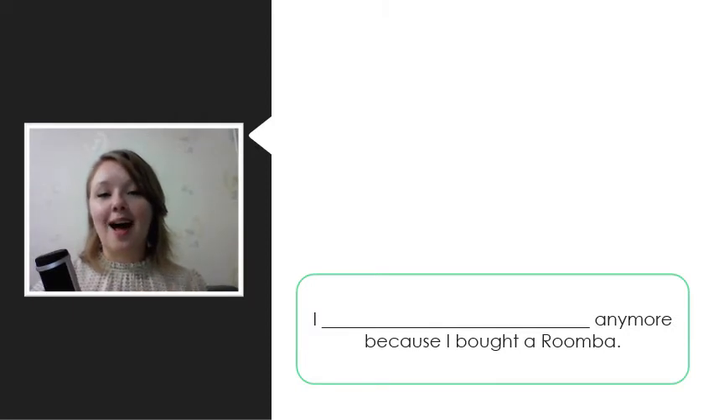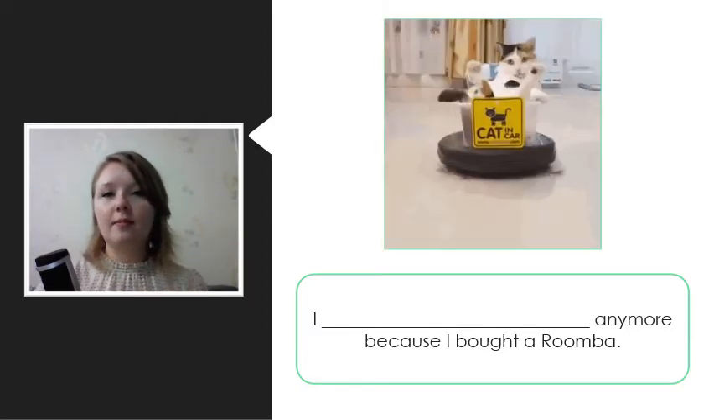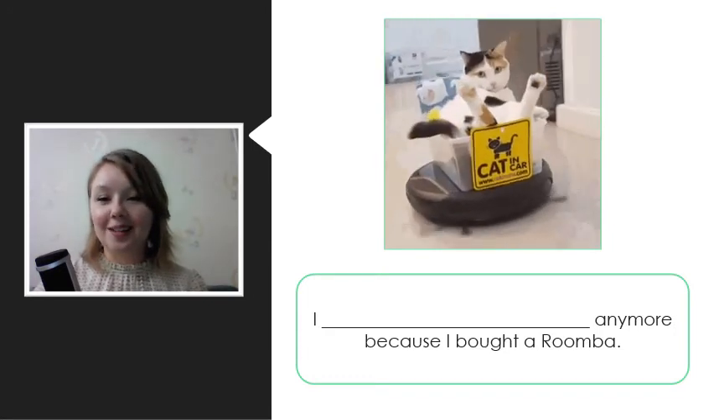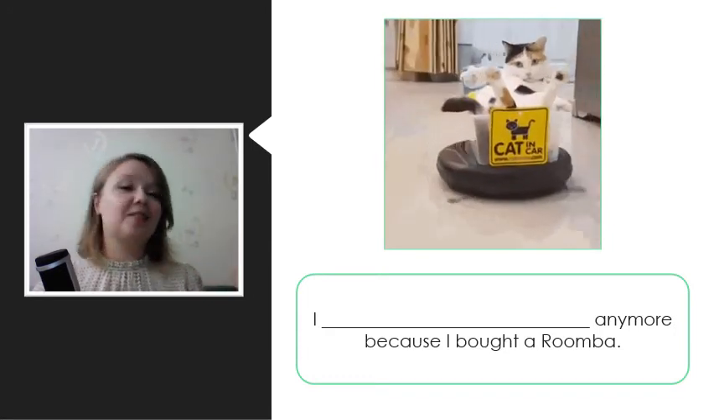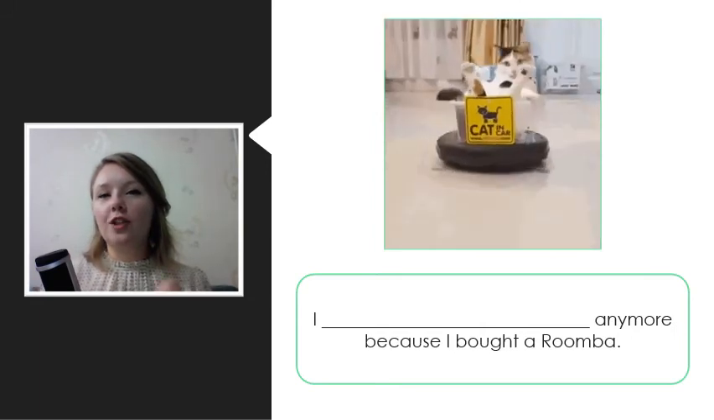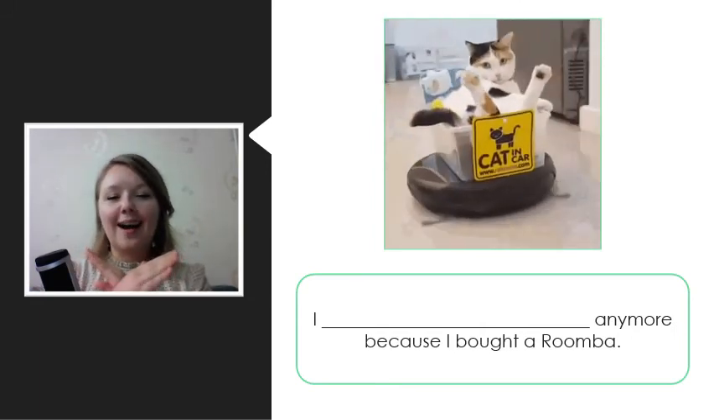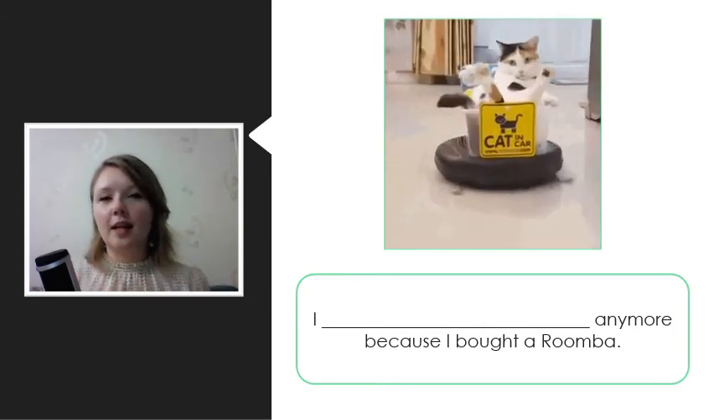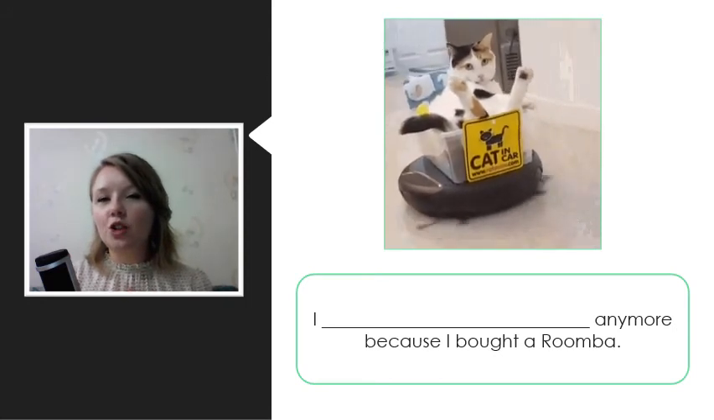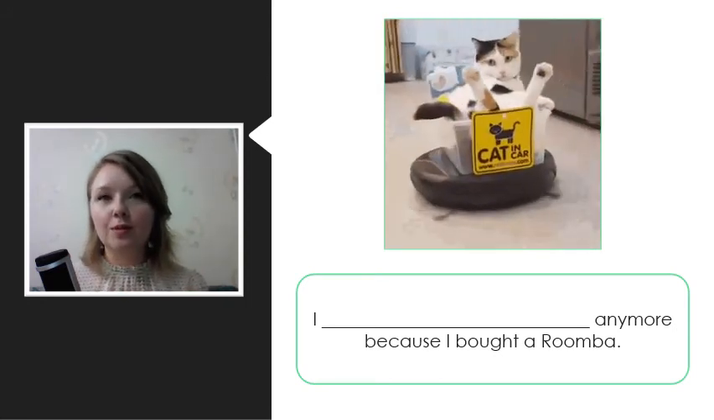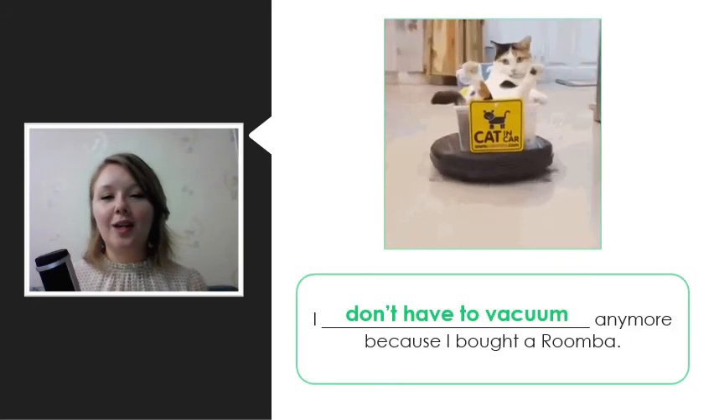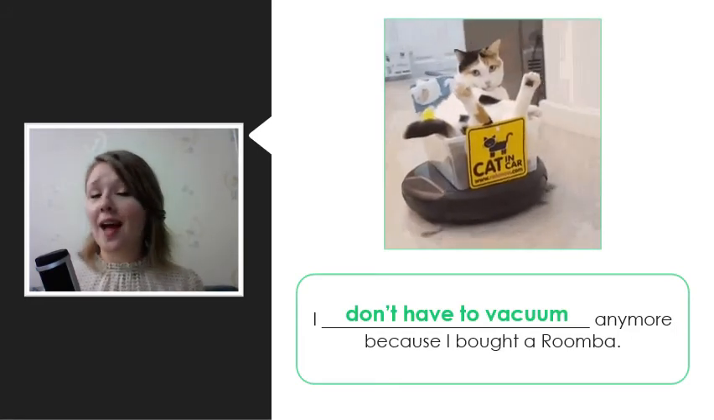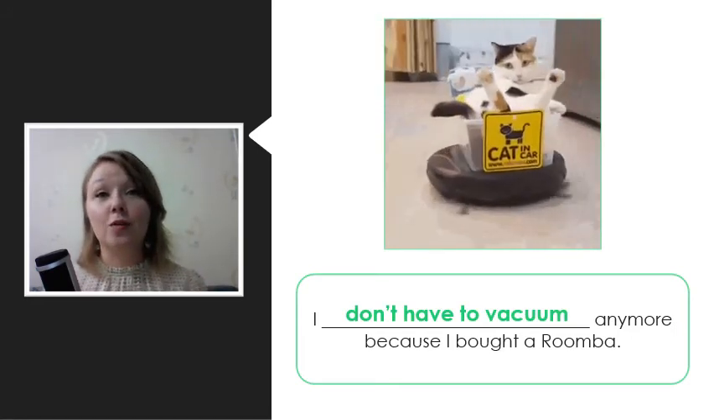Number 2, because I bought a Roomba. So this is a Roomba, in case you don't know what it is. So here we want to use don't. I don't. So what chore does a Roomba do? Here we could say, I don't have to vacuum anymore because I bought a Roomba.